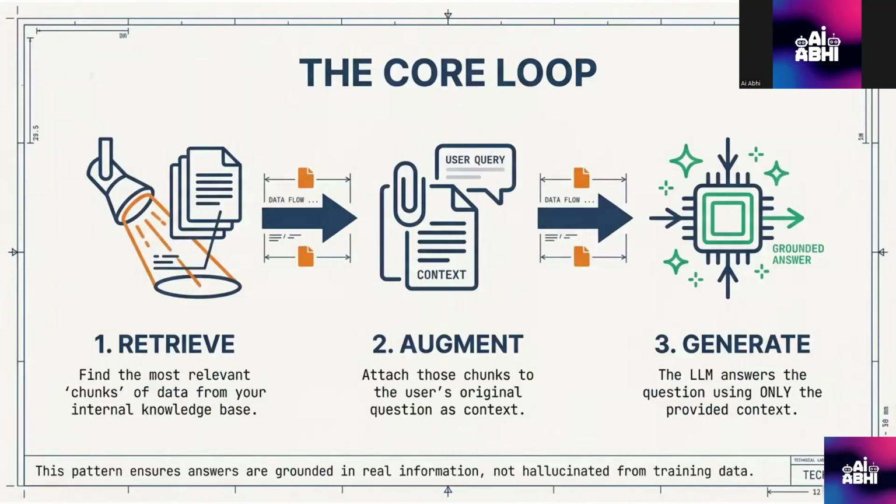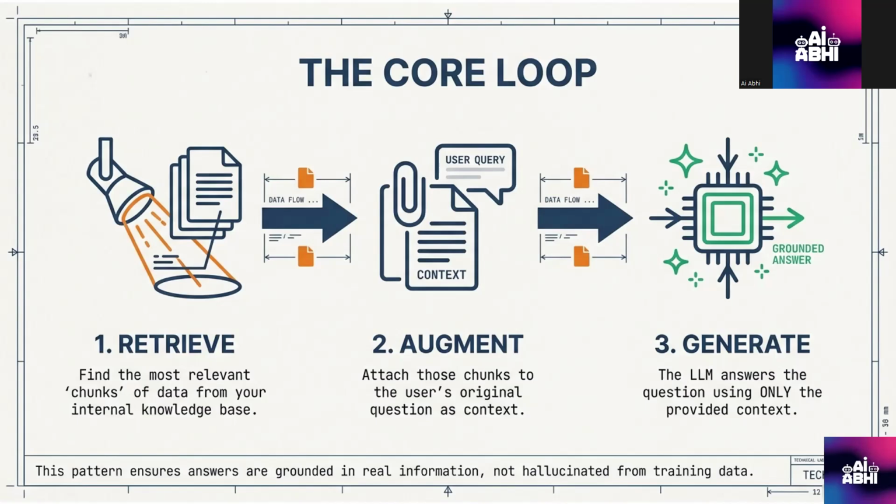The first one is retrieve. So when a user asks a question, you search through your documents and pull out the most relevant pieces of information. We call these chunks. Step two is augment. So you take those chunks and attach them to the user's question. So now the LLM isn't just seeing the question, it's seeing the question plus the relevant context from your data.